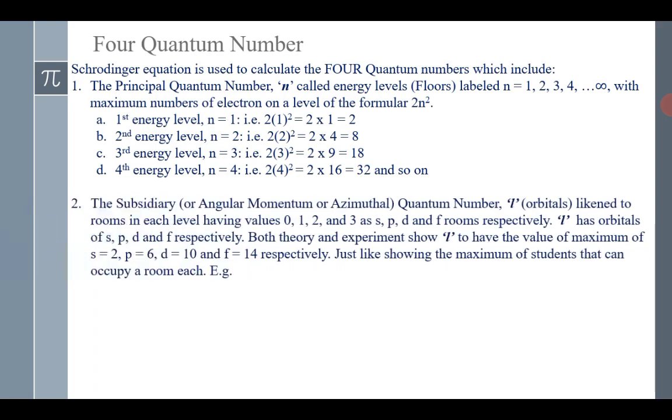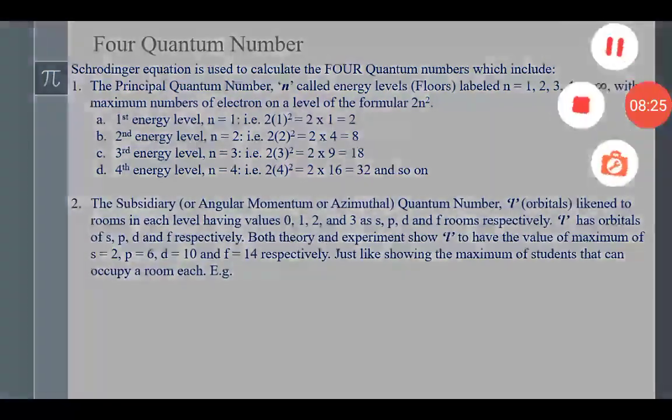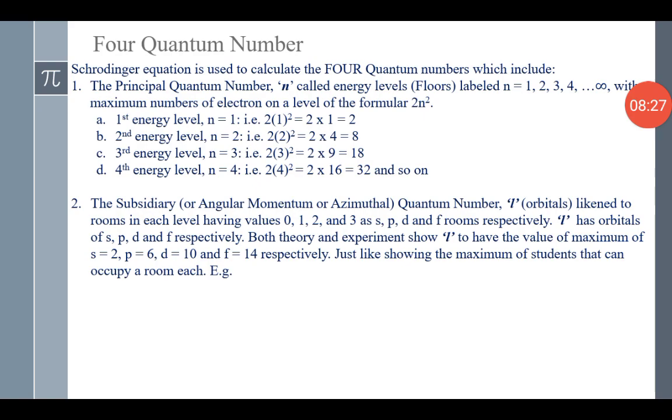So both theory and experiment have shown that for l to have the values of S, P, D and F, S can take a maximum of 2, P can take a maximum of 6, D can occupy a maximum of 10, and F can take a maximum of 14 respectively.